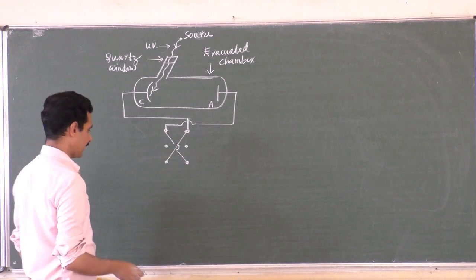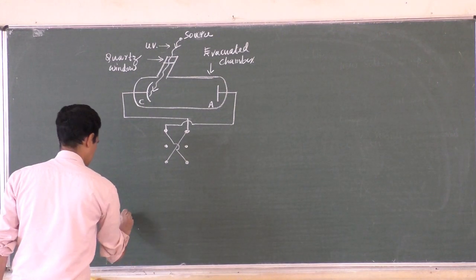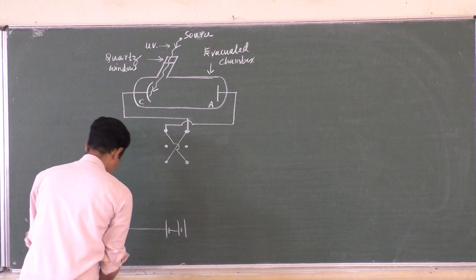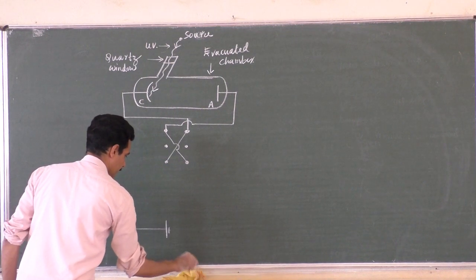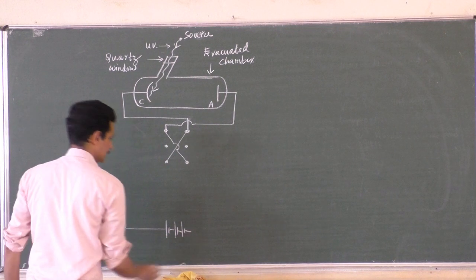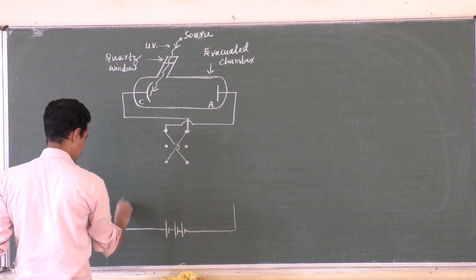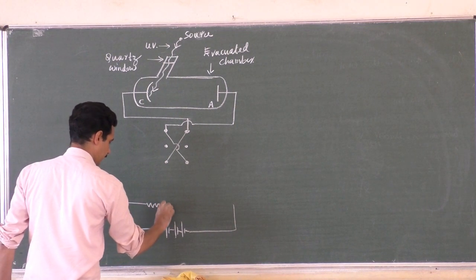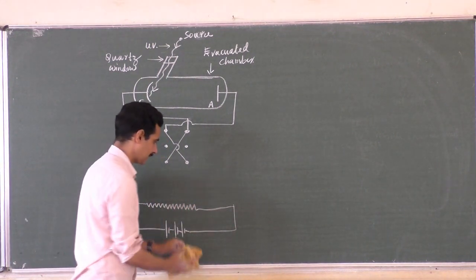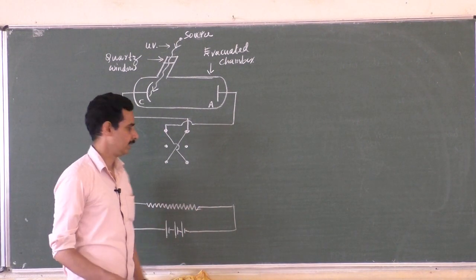Next, be ready with a battery and an arrangement to change the current. So a battery here, positive, negative, in the same width, like this. And a long resistance wire, which is wound, and you can connect it anywhere you want, so that you can change the current. As you select more number of turns in the wire, the current decreases.